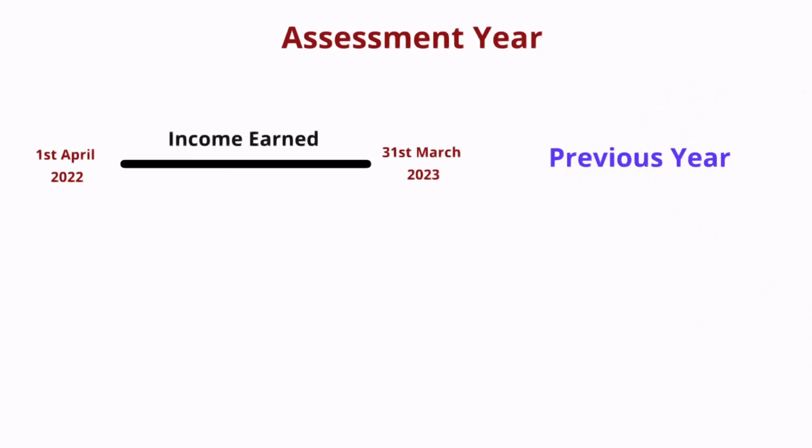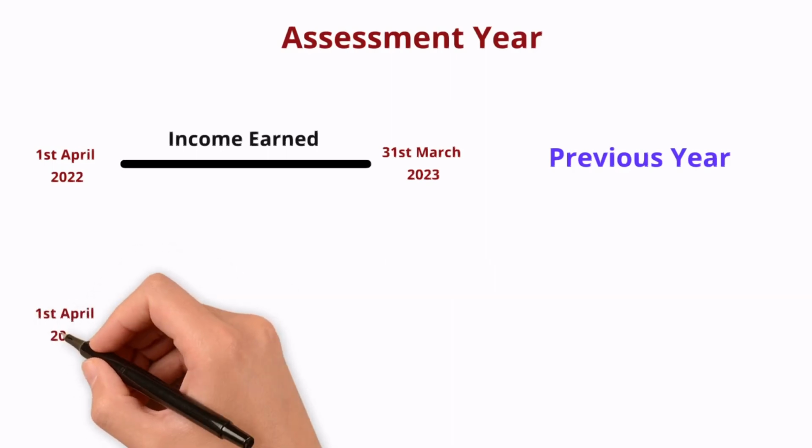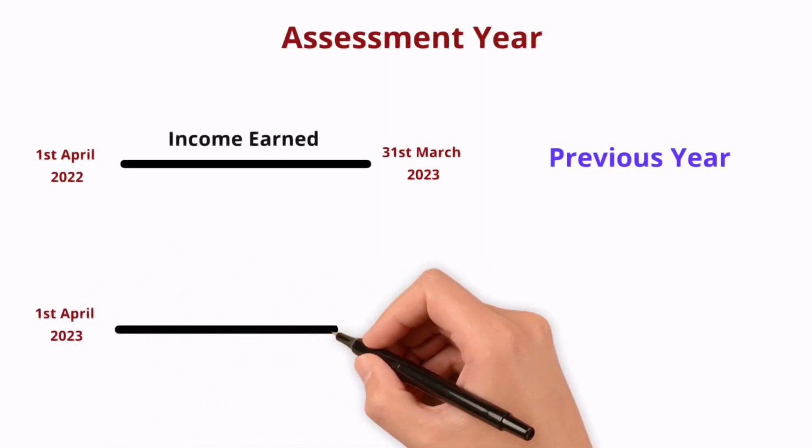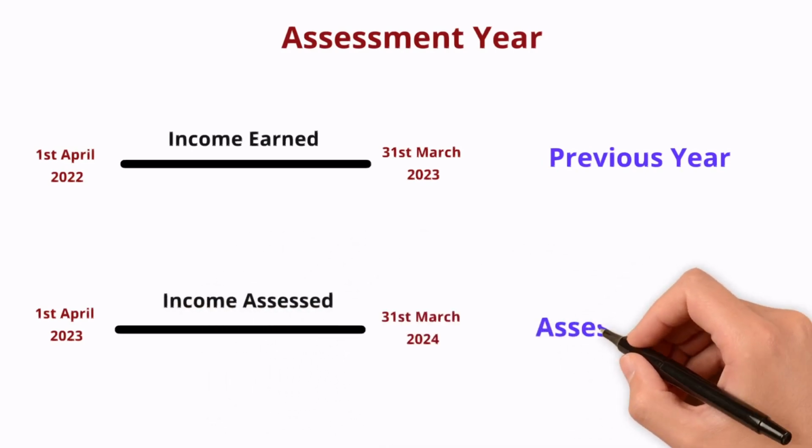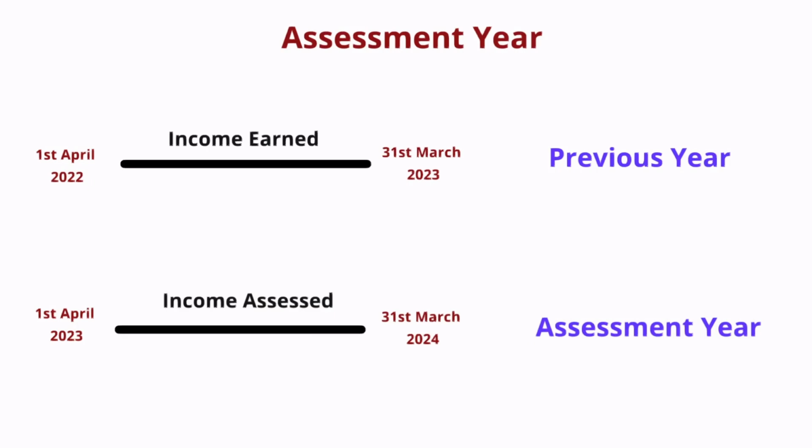But the income tax department does not assess your income in the same year. The income is assessed in the next financial year, which in this case is 23-24. This is called the assessment year, the year in which your income is actually assessed to tax. So, assessment year is not the year in which you earn, it is the following year in which you earn. A lot of people get confused between assessment year and previous year, so this clarity is important before we move forward.